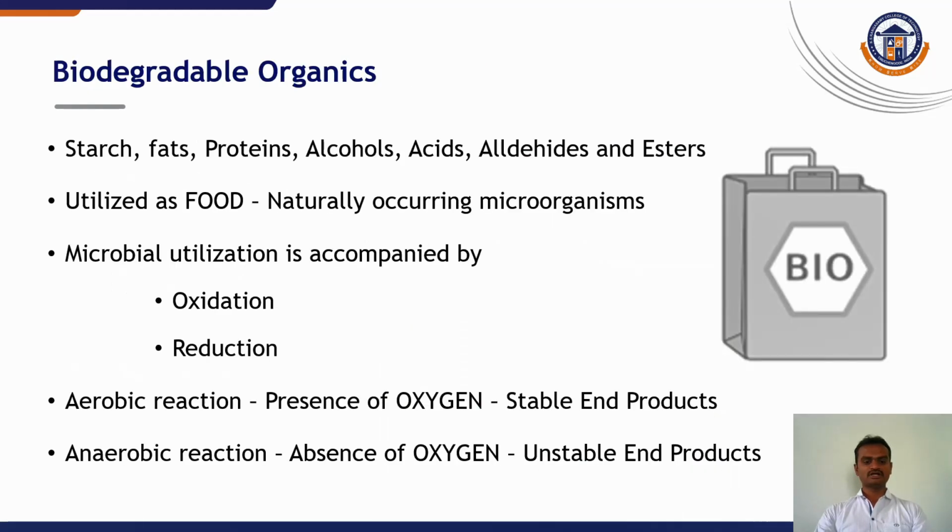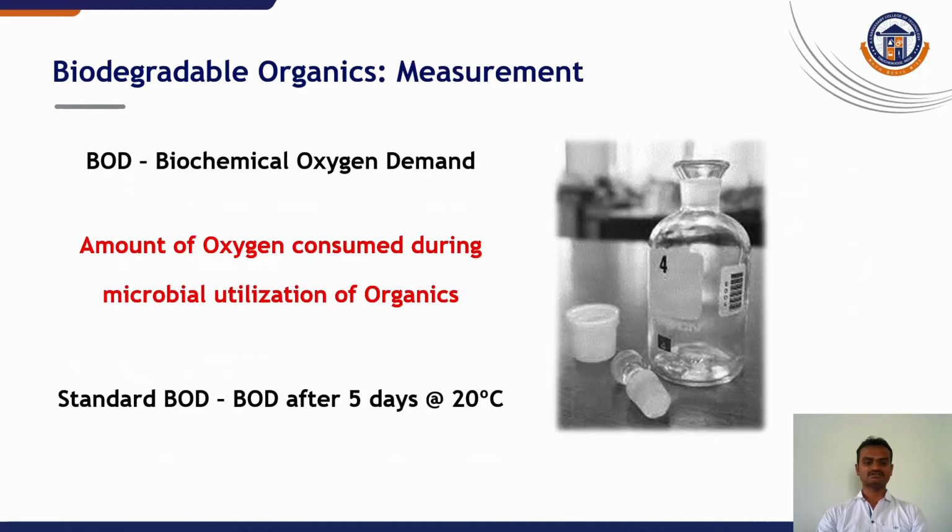And biodegradable organic solids include substances like starch, fats, proteins, alcohols, acids, and esters. These are utilized as food by naturally occurring microorganisms during the degradation process. The microbial utilization occurs through the aerobic process in the presence of oxygen, which produces stable end products, and another is the anaerobic process in the absence of oxygen, which leads to unstable end products. So these processes are accompanied by oxidation and reduction reactions.